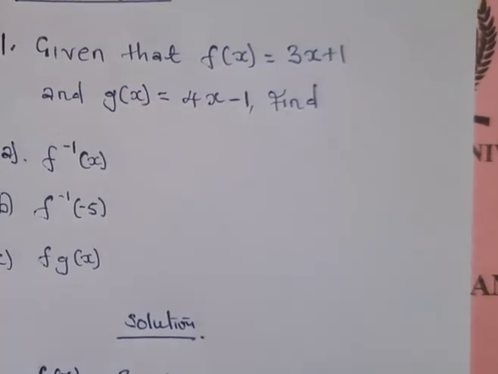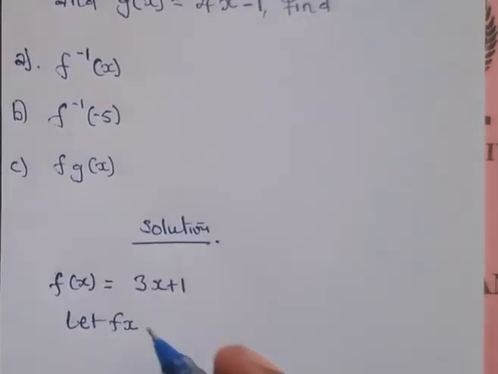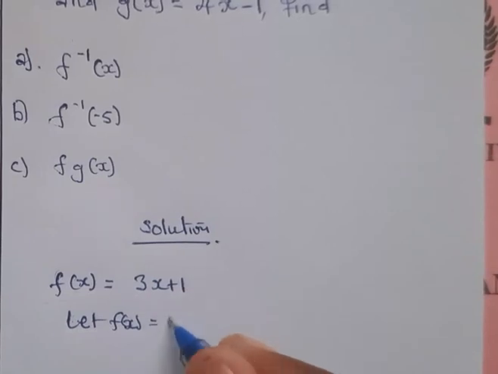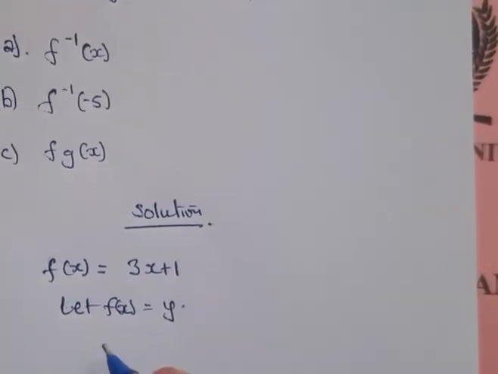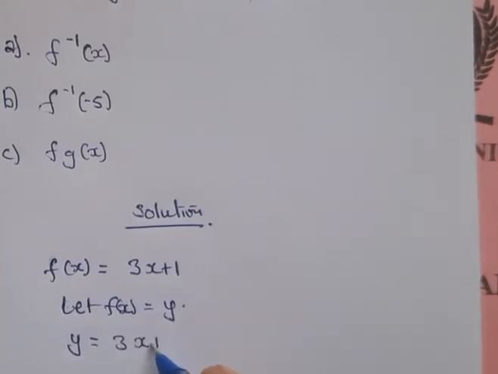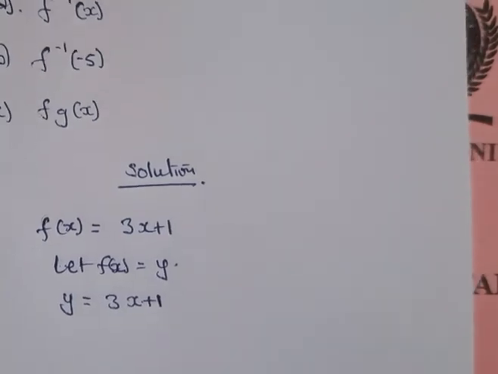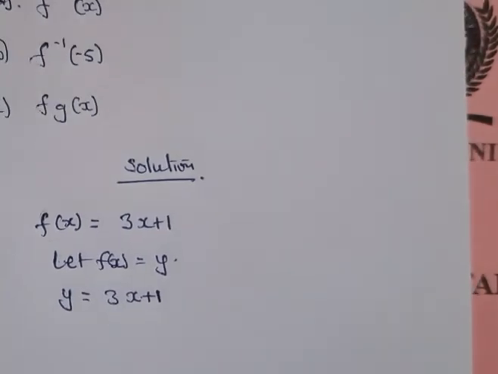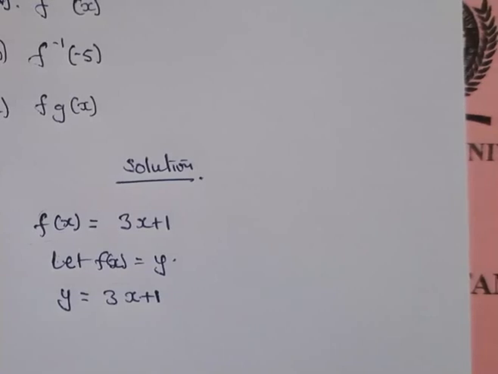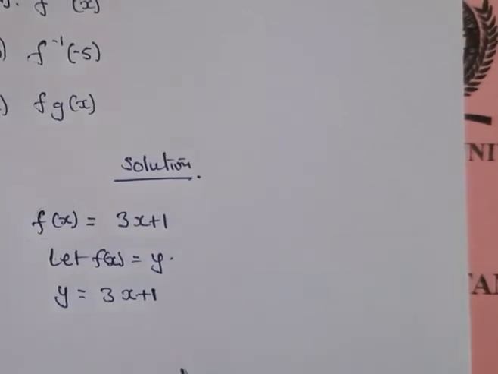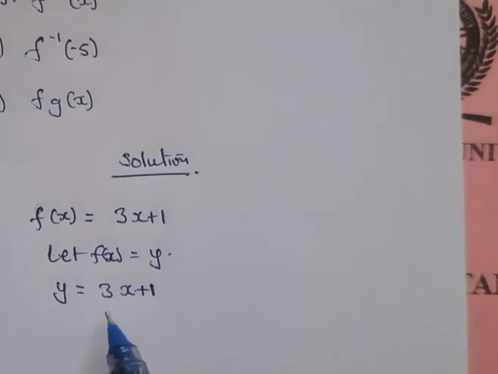So I'll just say let f of x be y. So we're going to have y is equal to 3x plus 1. Now from here we want to change the subject of the formula, and we know how to do that because we did that at junior secondary when looking at changing the subject of the formula. If you don't know, I did a video on that one. So we have to change the subject of the formula to be x.